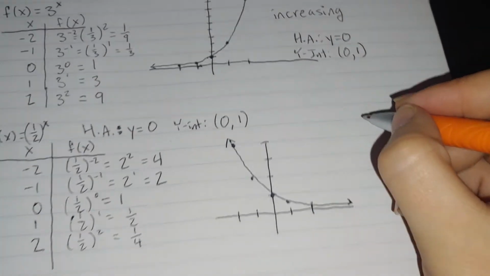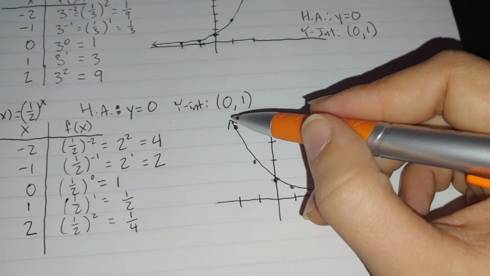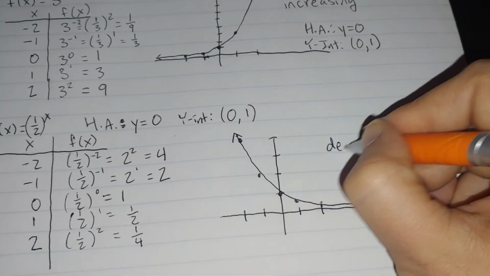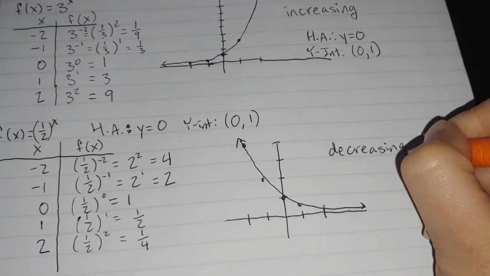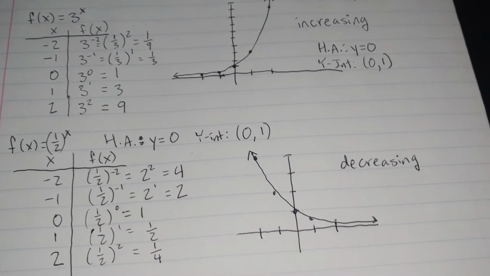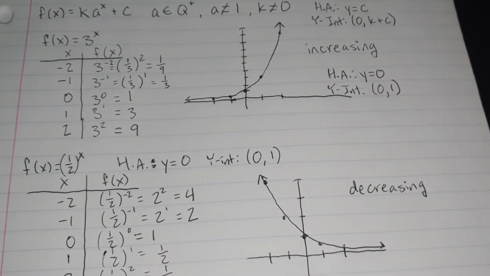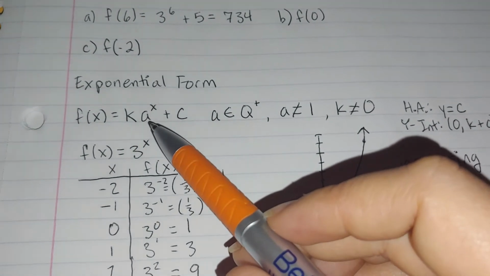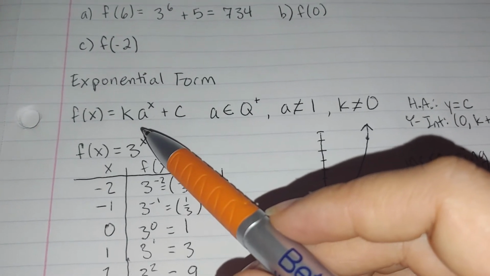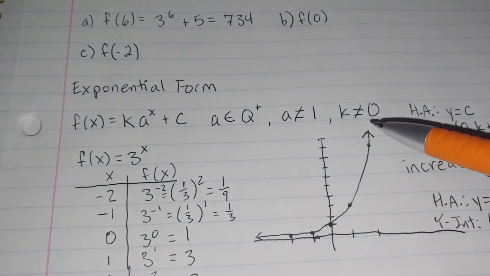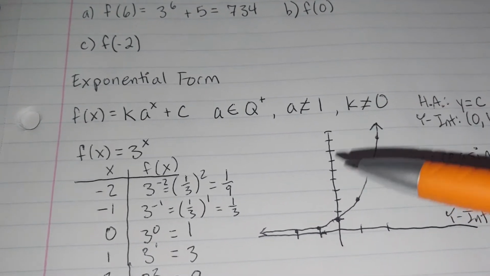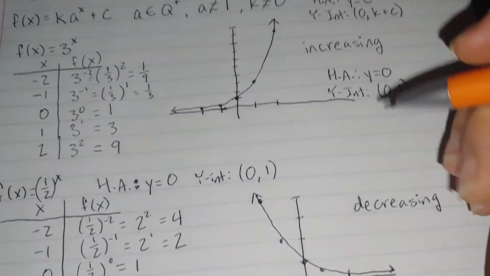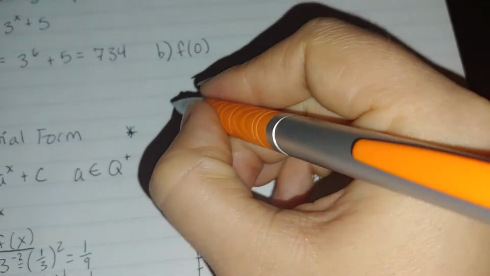Now this one was increasing. If I put that little man to the left, he'll be going downhill. This is a decreasing function. So we can have a little rule: if a is greater than 1, then my function will be increasing. However, if it's between 0 and 1, my function will be decreasing. So, make myself a little asterisk here and write that down.